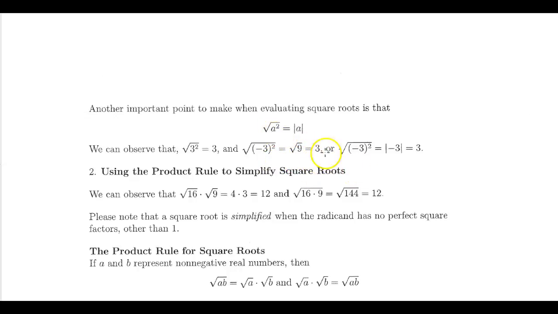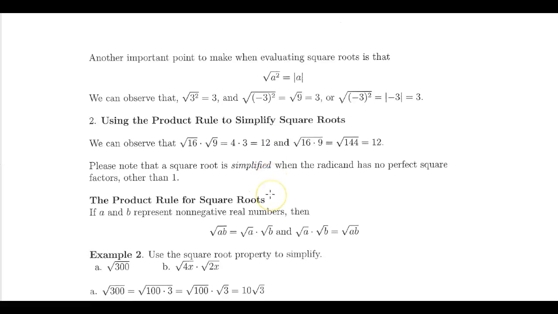Or, using this rule, if I have the opposite of 3 squared, the square root of that number is the absolute value of -3, which is 3. So we can use either square and then take the square root, or we can use this absolute value definition of the square root of a squared.